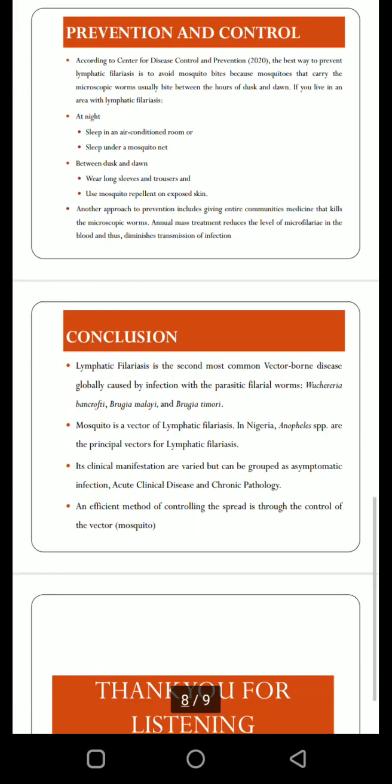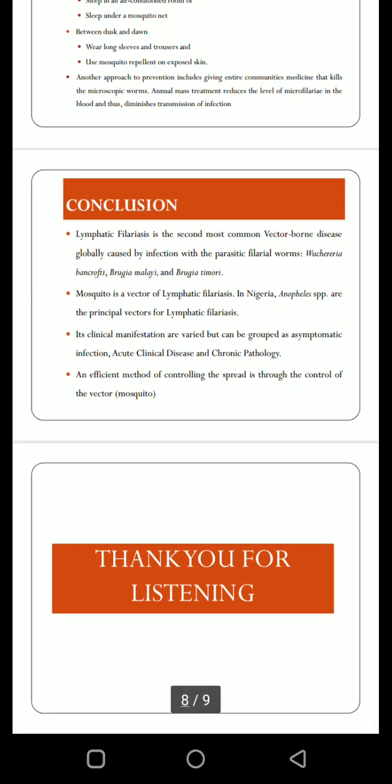Having known that, we now arrive at the conclusion that lymphatic filariasis is the second most common vector-borne disease globally, caused by infection with a parasitic filarial worm, Wuchereria bancrofti, Brugia malayi, and Brugia timori. The mosquito is a vector of lymphatic filariasis. In Nigeria, Anopheles species are the principal vector for lymphatic filariasis.